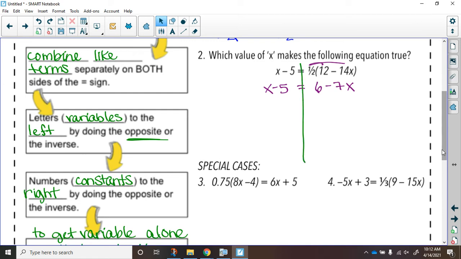Draw your line. There's nothing that can be combined on either side, so I need to move my letters to the left, numbers to the right. The letter that needs to be moved to the left is negative 7x, so we add it. When we add 7x, we're left with 8x minus 5 equals 6.